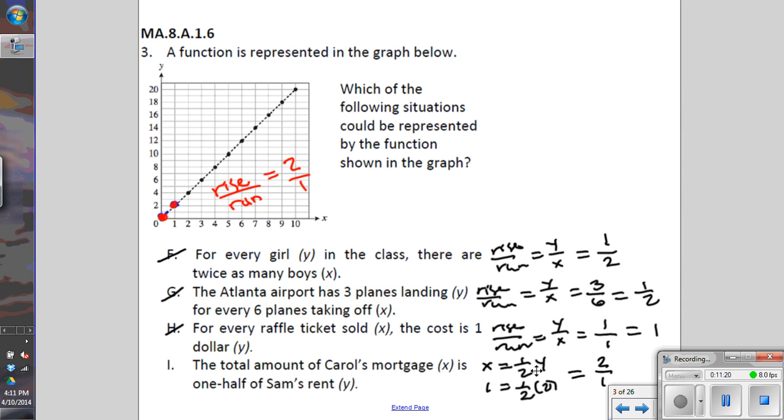So what we basically did was we knew which ones to get rid of because the rise and run were wrong, and then we took the last bit of information and confirmed that if X is 1/2 of Y, let's say Y was 2, then 1/2 of 2 should be 1. And does that work? Yes, it does.